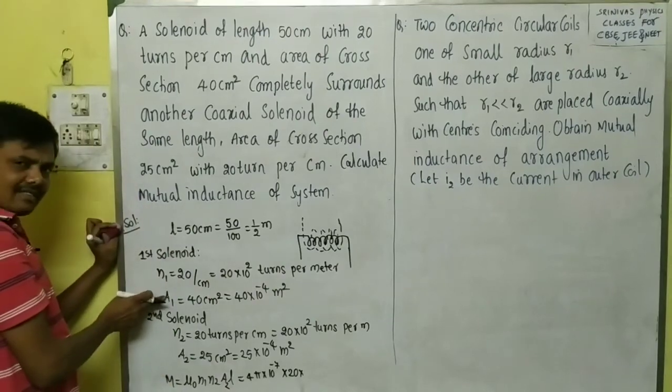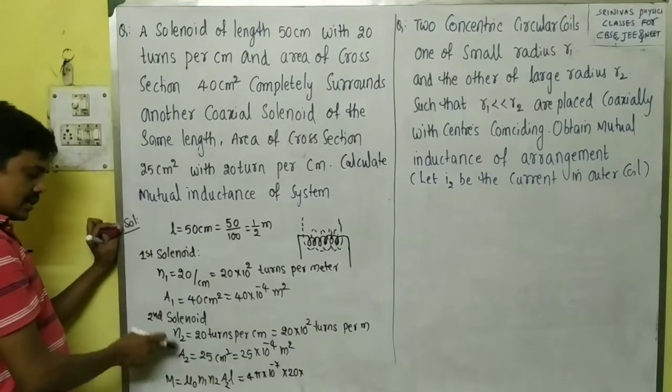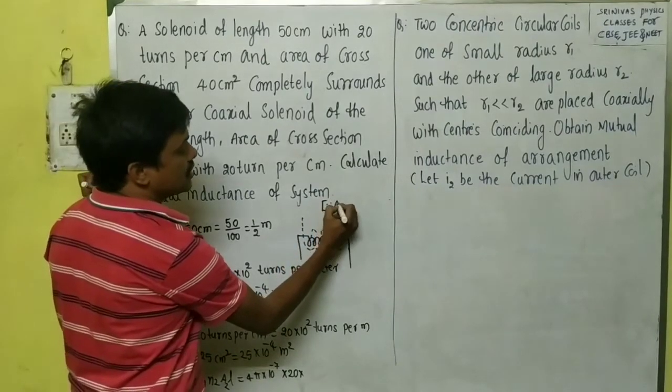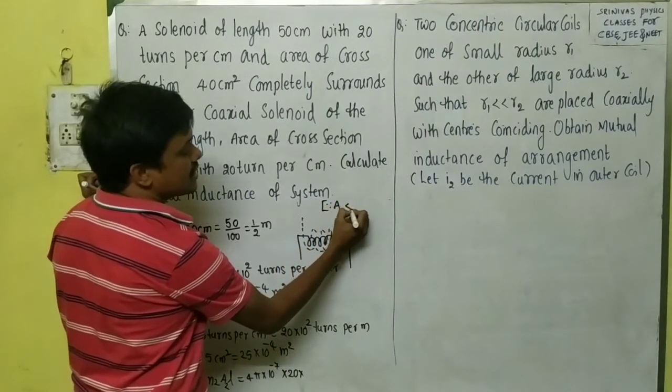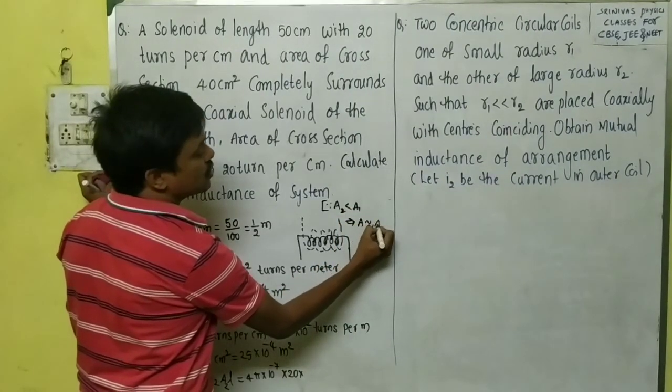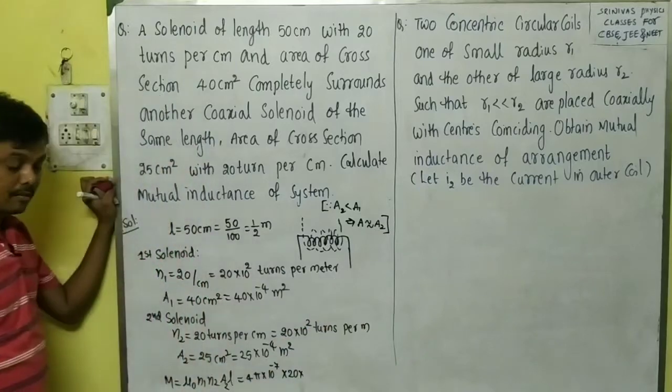If the inner area is A1, then we have to take A1. If the inner area is A2, then we have to take A2. When A1 is less than A2, right? If A2 is less than A1 in this case, that's why we are taking the area as A2. You should take the inner area, remember that.